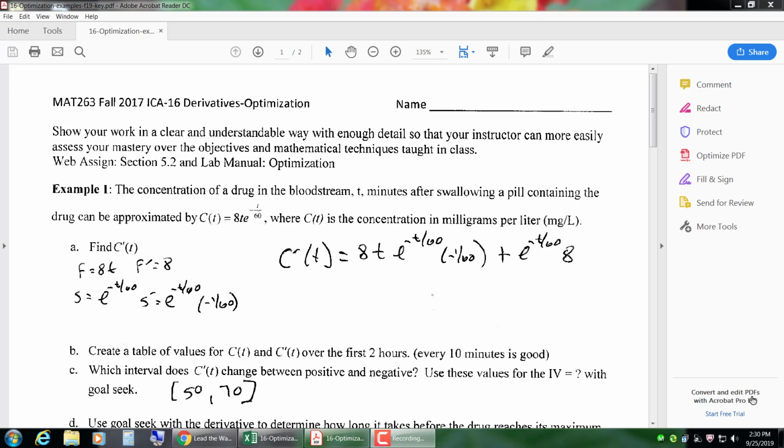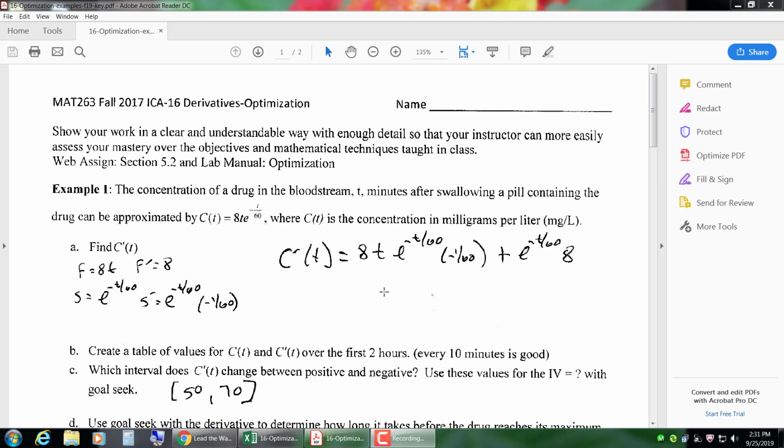Okay, optimization. So let's walk through these examples. We've got a concentration of a blood drug in a bloodstream given by this equation. So we're going to find the derivative. So product rule, first, second, etc. Write it out. You could factor it to make it simpler to type.